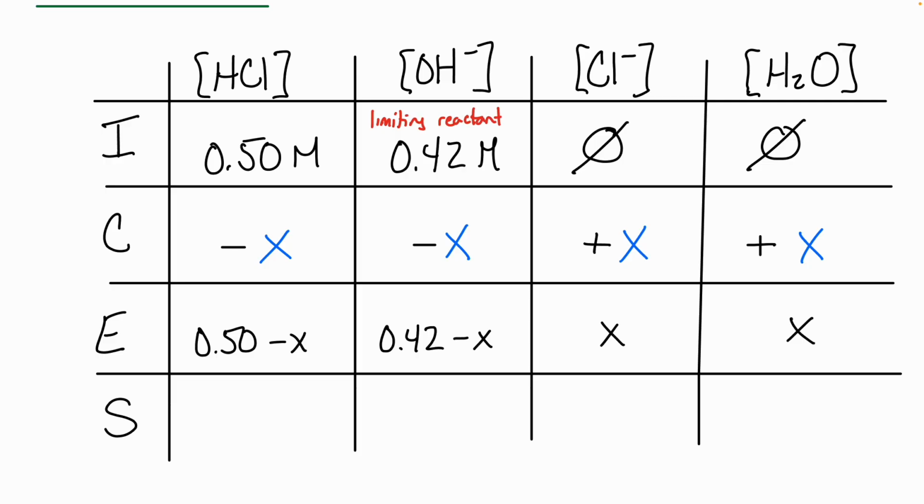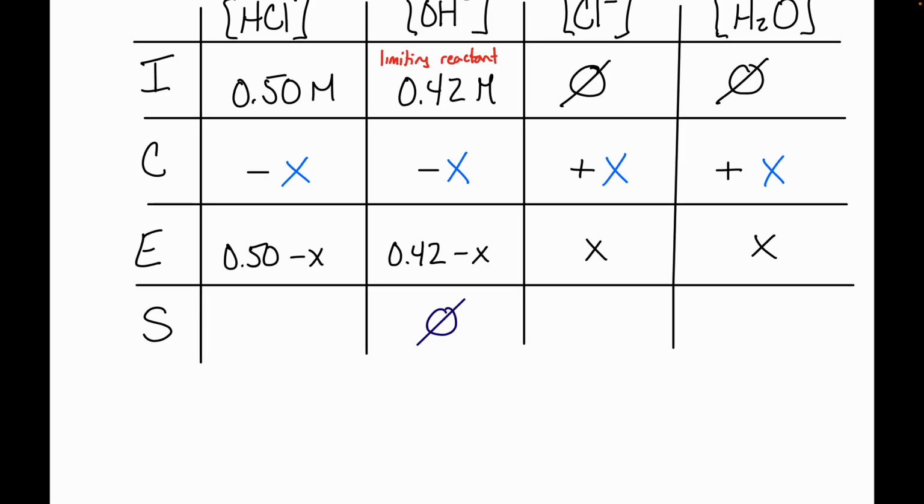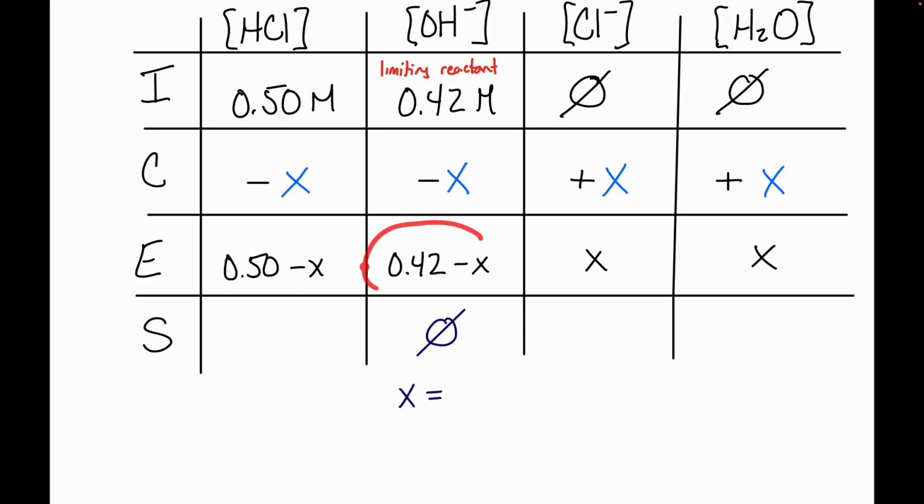So all the strong that can react will react. Every bit of this strong base will react. But importantly, I'm going to be left with some of that strong acid when this is all over. All right? So since I have my hydroxide as my limiting reactant, that means I know there's going to be none of it left over here. All that strong will react. Which means what's my value of X? If 0.42 minus X equals 0, X must be equal to 0.42.